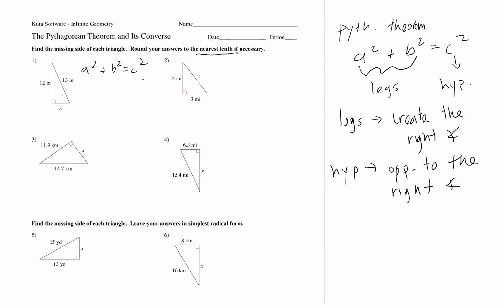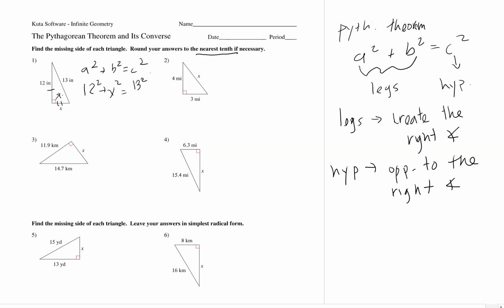So for number one, I'm going to look at the two sides that create my right angle. So I got this side and this side marked down with tick marks. They're not congruent. I'm just using that to reference that those are my legs because those are the two sides that create my right angle. So I have 12 squared plus x squared, and then the side that's opposite to the right angle is my hypotenuse. So that would be 13 squared.